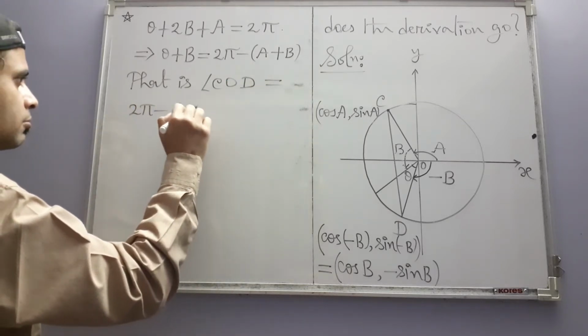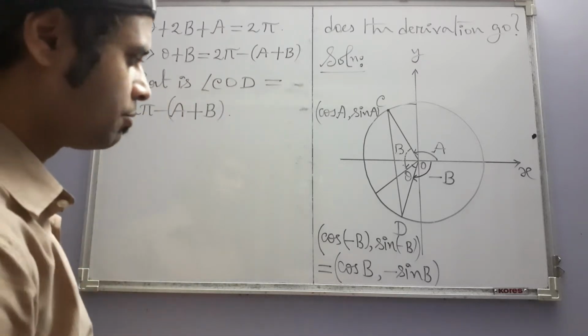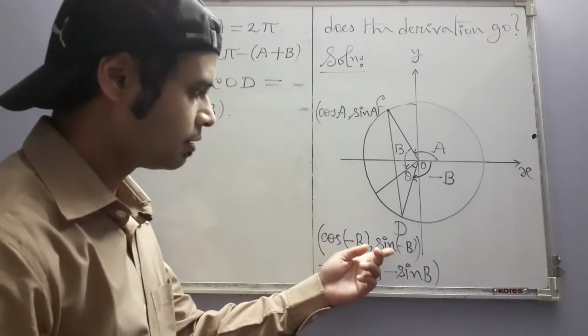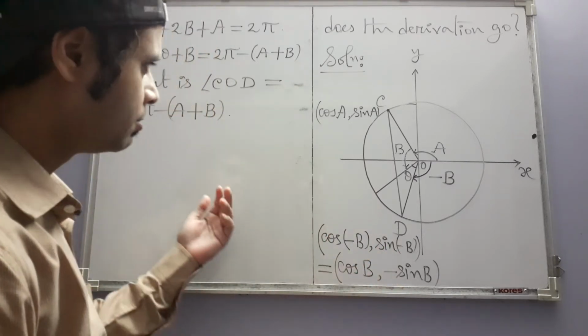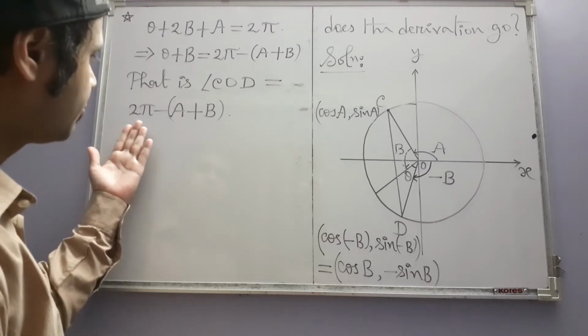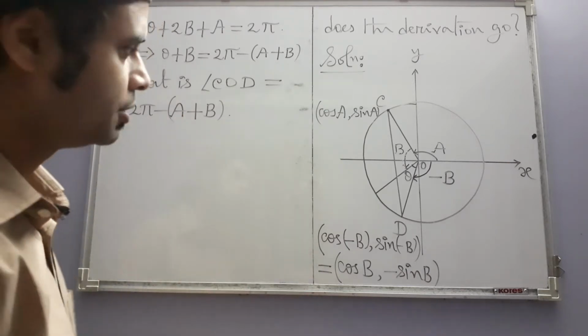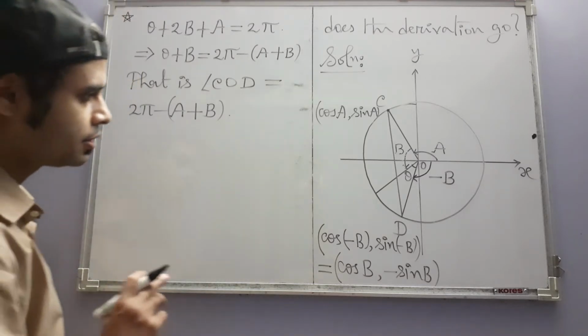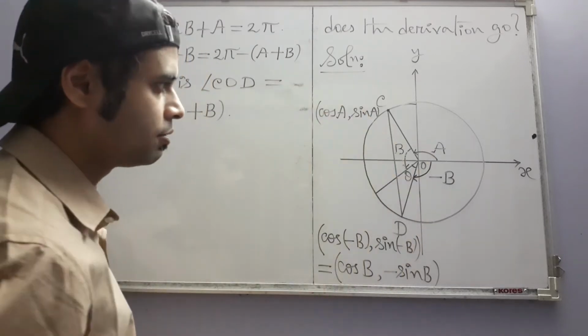Okay. Now, besides these elementary properties of cosine and sine function, you also know that cosine of 2 pi minus a plus b is just simply cosine of a plus b. So now we are in a position to apply the law of cosines on the triangle OCD.